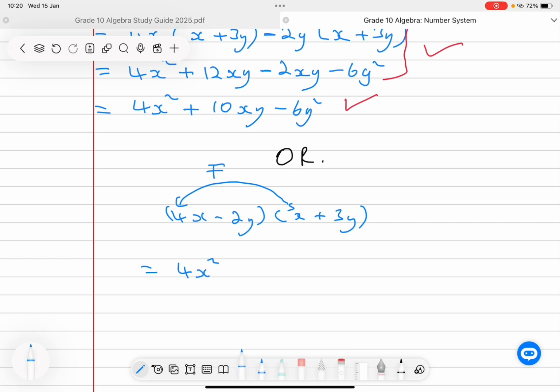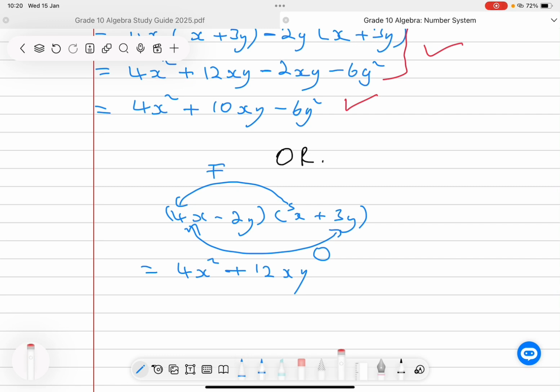So here we're going to say the 4x multiplied by the 3y, so that I have now plus 12xy. And we call this the outer terms.